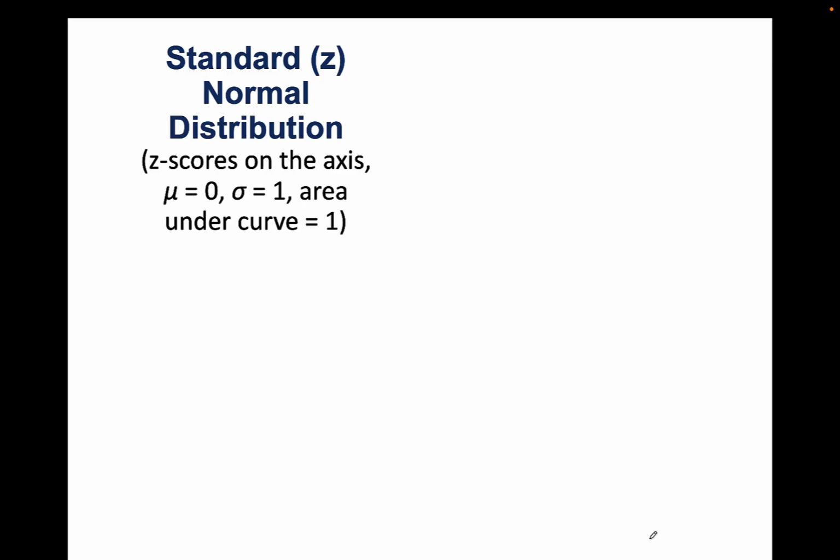Let's look at the program that we're going to use. For standard normal distribution, and that's when the z-scores are on the horizontal axis, we have mu equal to 0, sigma equal to 1, and the area under the entire curve is 100%, but we report that as a probability of 1.